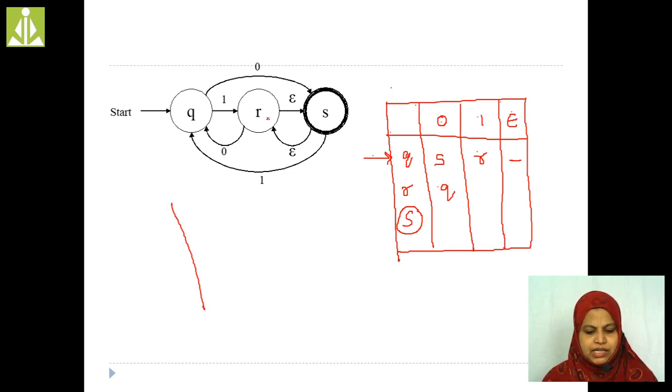R on 1. Is there any epsilon transition for this R on 1 transition? No. R on epsilon: here an epsilon transition is there. See here, epsilon transition is there. S.